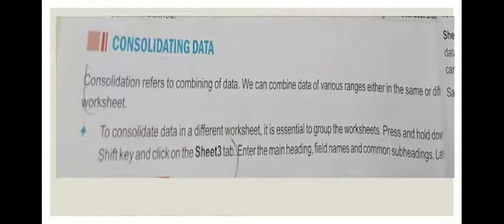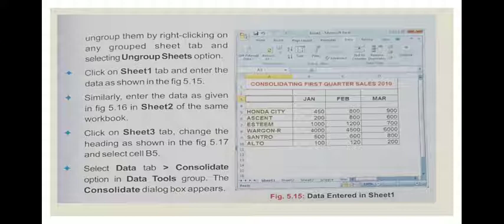Then later ungroup them by right click on any grouped sheet tab and selecting Ungroup Sheets option. Then click on Sheet 1 tab and enter the data as shown in the figure. Similarly, enter the data as given in the figure 5.16 in Sheet 2 of the same workbook. Click on Sheet 3 tab, change the heading as shown in the figure 5.17 and select cell B5.